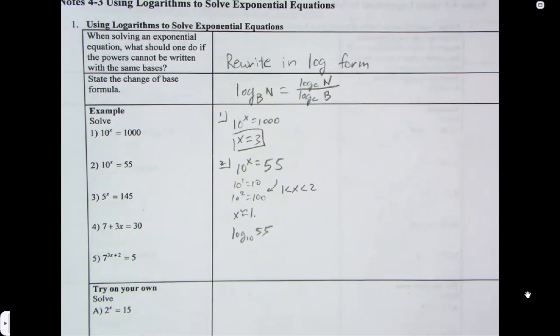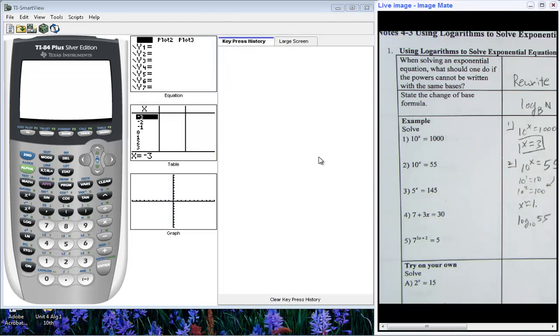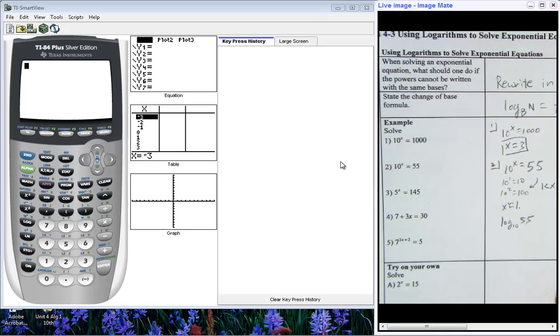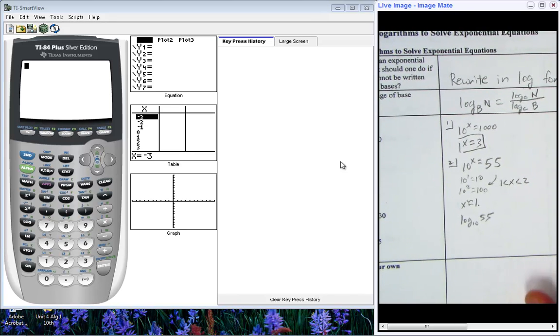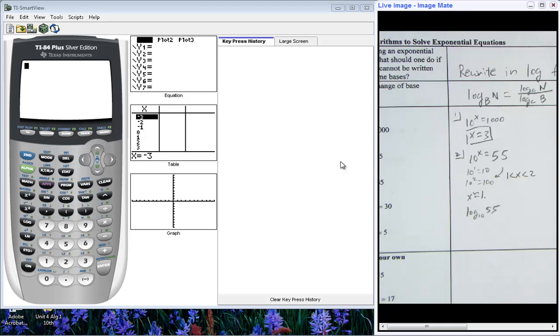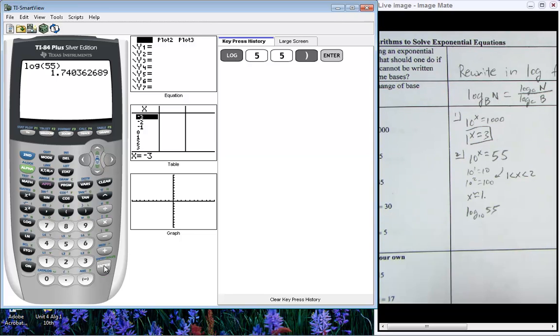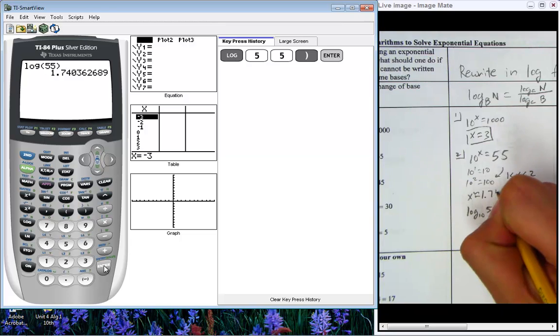Since our calculator's base is base 10, we're going to just go ahead and put it in our calculator. So I'm going to pull up my calculator and find the log button. The log button is right here. I'm going to hit log, and then I'm going to hit the number 55, and then I'm going to hit enter. And so our answer is 1.74.